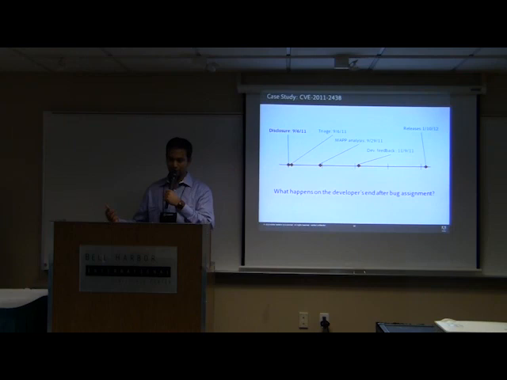So before I give it over to David, I wanted to bring up this timeline again and ask you to think about what happens on the developer's end after the bug is assigned. So the 6th of November, September was when product teams and PSIRT completed the triage of the bug. So what happens on the developer's end?